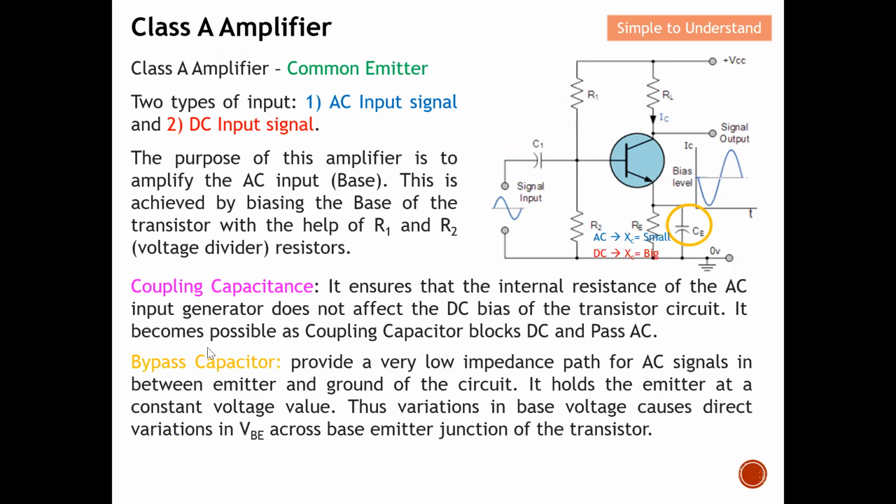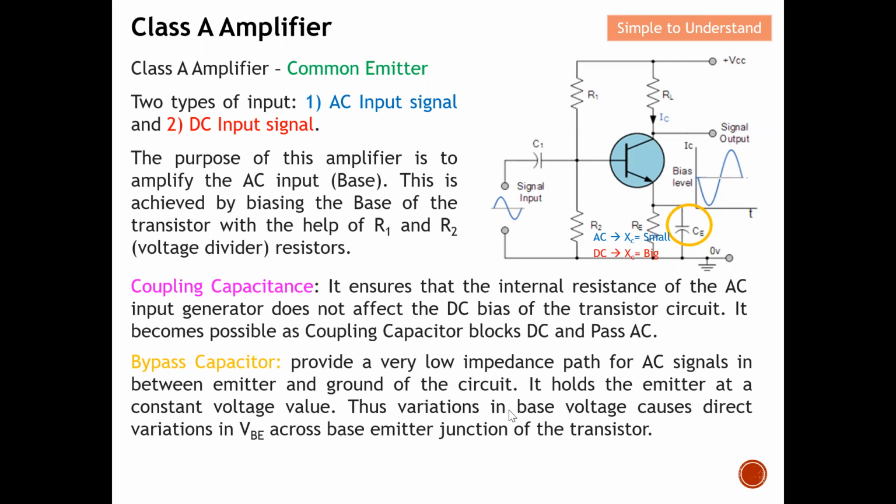Next, let's come to the bypass capacitor. The bypass capacitor provides a very low impedance path for the AC signal, the same effect as here. Under AC, this path will be very small. Earlier on, I have also explained the capacitor. Under AC, this becomes very small. This becomes a low impedance path for the AC signal, in between the emitter and ground of the circuit. It holds the emitter at a constant voltage value. When I put this capacitor, it holds the emitter at a very constant voltage value.